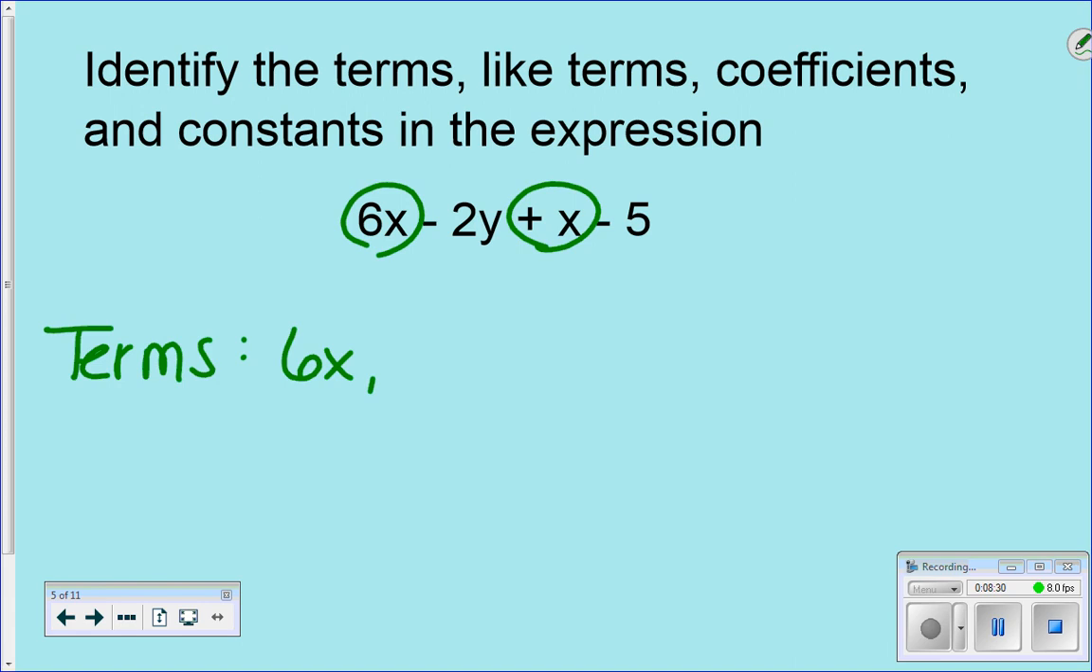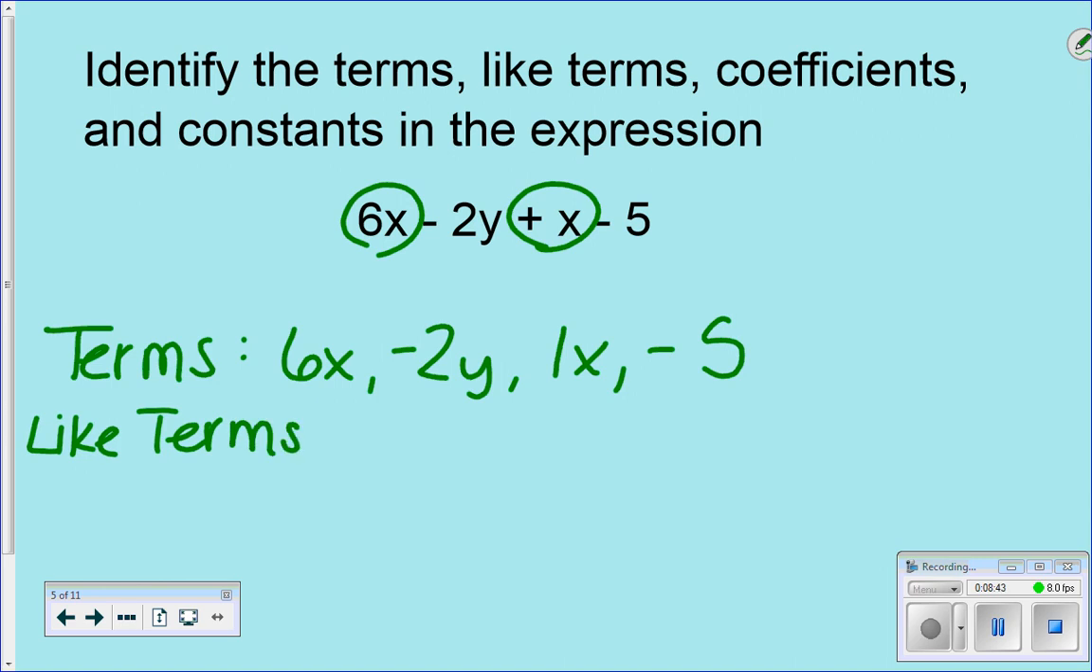6x, negative 2y. Very good. They're all my pieces to my puzzle. Like terms, what are the only two things up here that could be put together? Yeah. Very good.